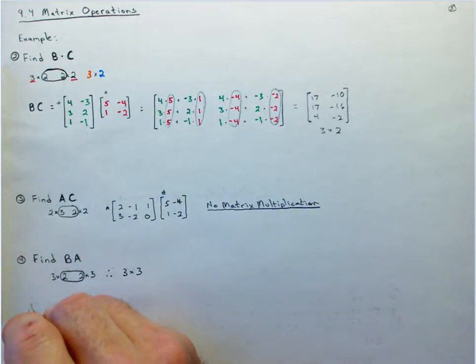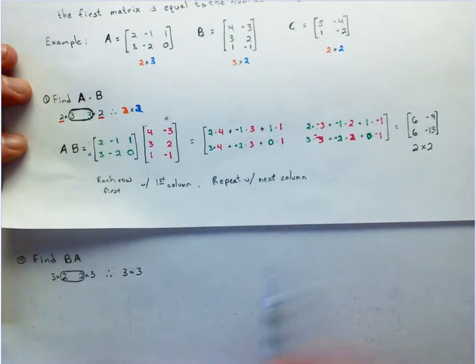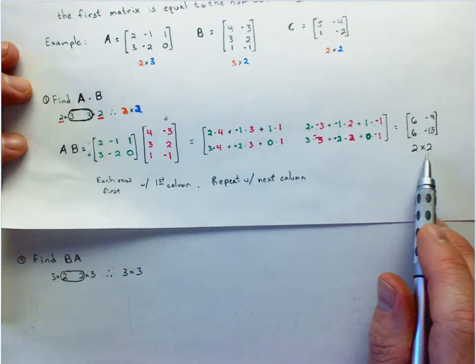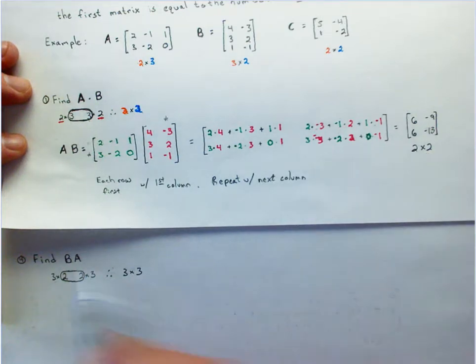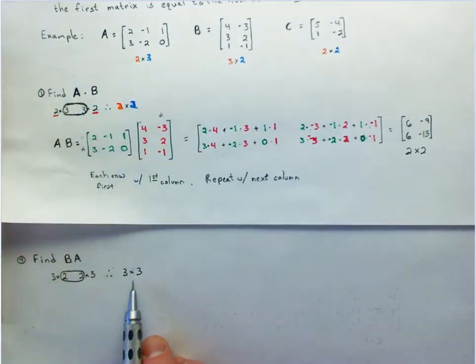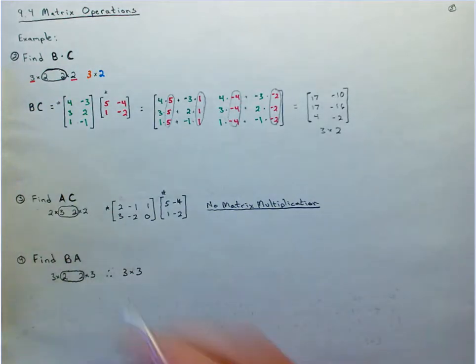Remember we did A times B, and look at what we had. We had a 2 by 2. We're getting ready to do B times A, and we're going to have an order of 3 times 3. Hence another reason why matrix multiplication is not a commutative property.